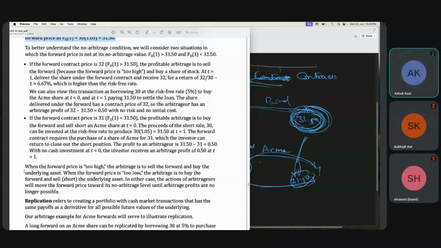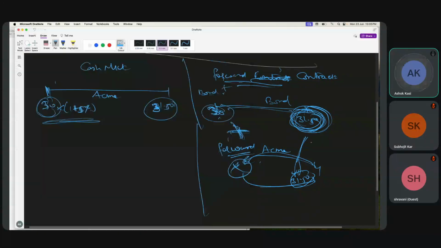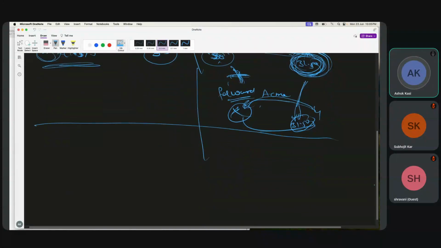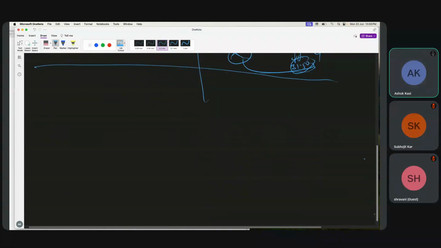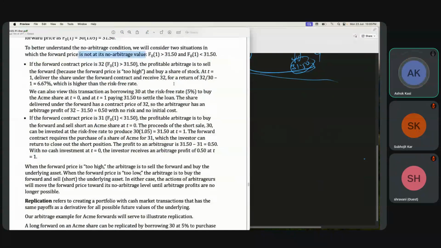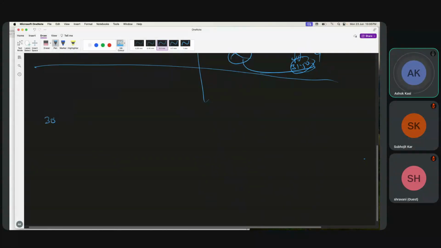Now, if an arbitrage situation exists, the price is not at its arbitrage value. Now let's see if everywhere it is not reaching 31.5, how will it work out? See here. The stock price is 30 now. Okay, spot. S0 means spot. 30.